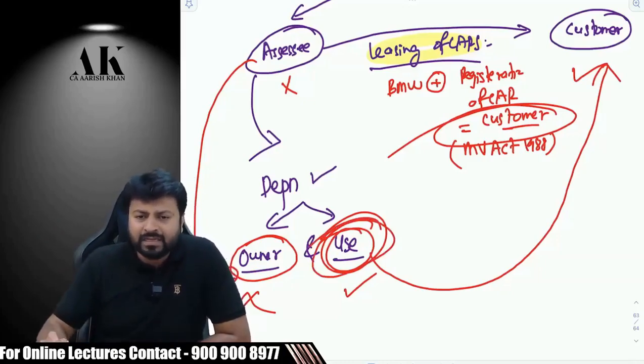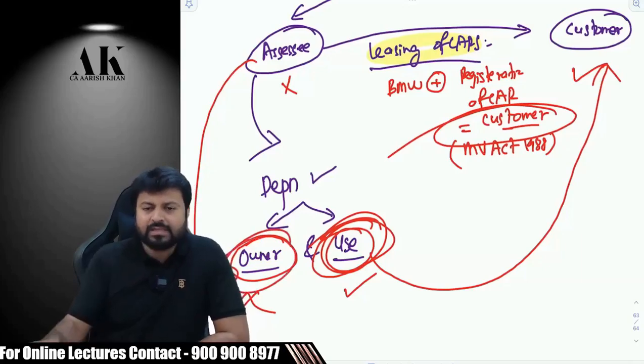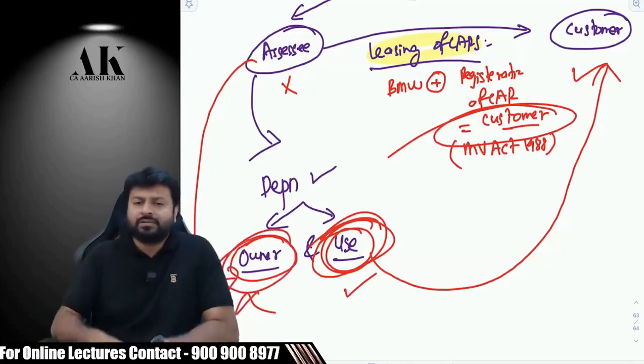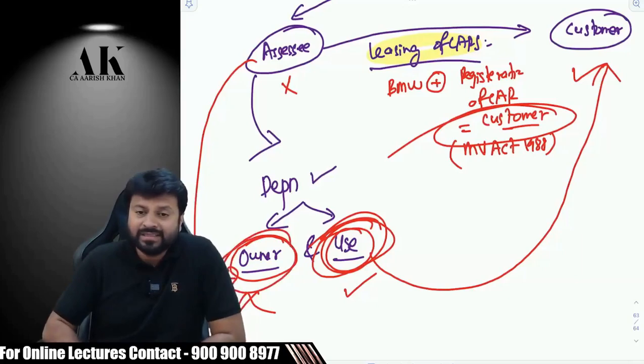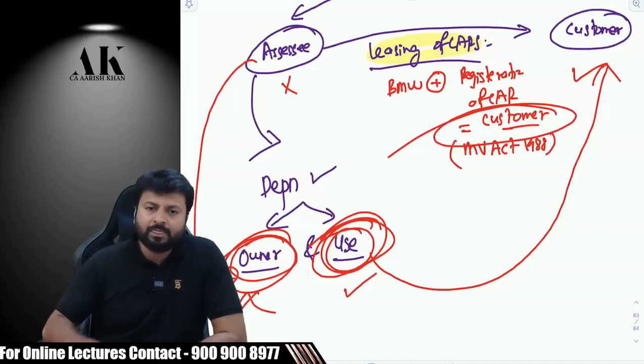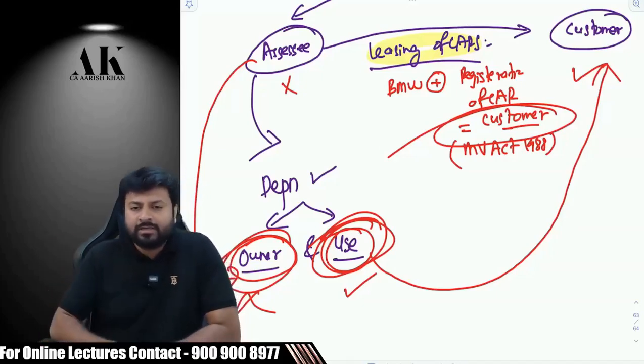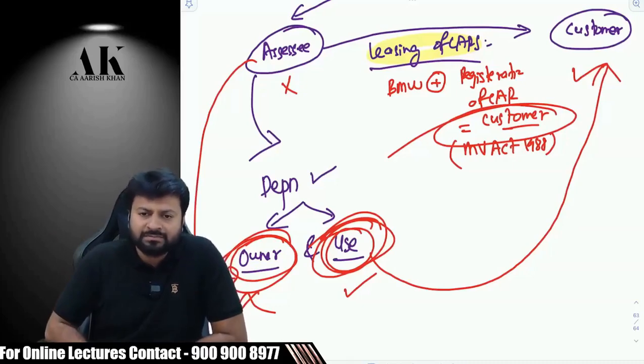Okay. Secondly, the second challenge in front of the assessee was, is he the owner of the car? So what do you feel? Is he the owner of the car? Let me give you some facts. So the judge said to the assessee, I want to see the leasing agreement. Can a judge call for the leasing agreement? So the judge called for the leasing agreement.